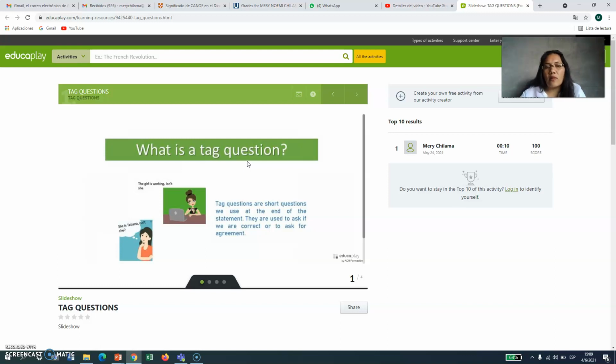What is a tag question? Tag questions are short questions we use at the end of a statement. They are used to ask if we are correct or to ask for agreement.